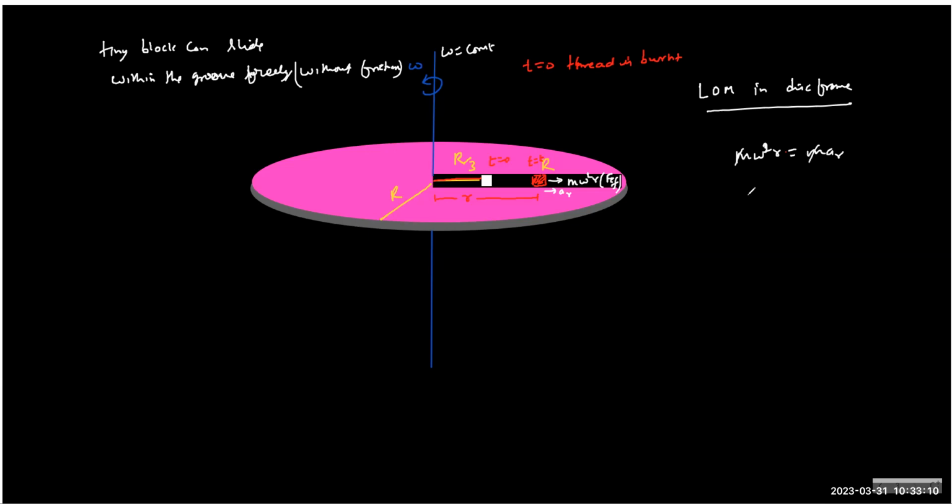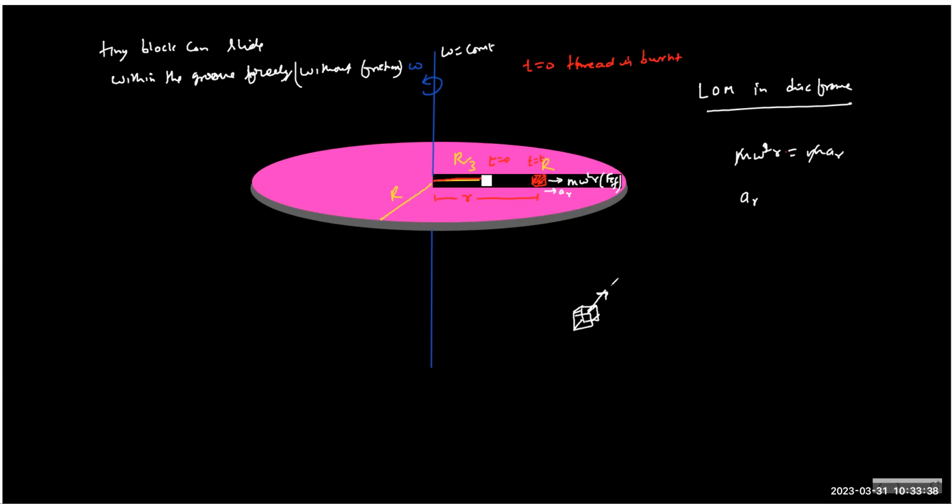The vertical normal is balanced, and the horizontal normal is actually providing the force for the rotation. Of course that is not at all required, because our interest is only in knowing how the block is moving along the groove. It doesn't matter how it is moving this way.